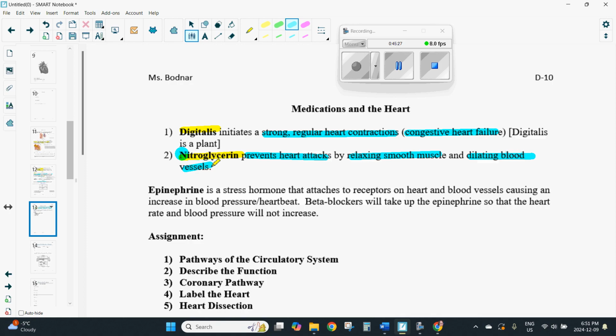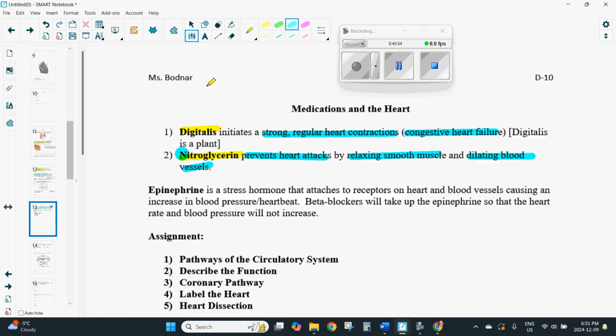So nitroglycerin is used to actually try to prevent heart attacks by allowing blood vessels to get as big as possible so that they can allow blood to flow through. So maybe there is an incomplete blockage where blood is getting through, it's just not going as fast as it needs to. So if you give nitroglycerin, then it has a higher chance of allowing the blood to go through, which then means you're getting oxygen.